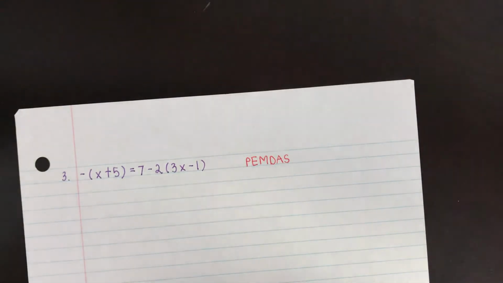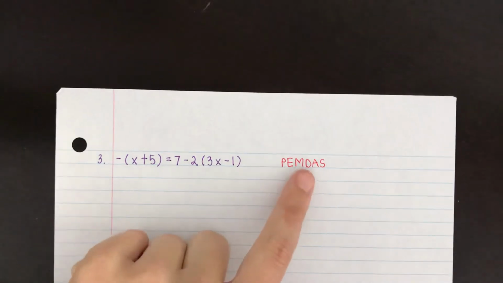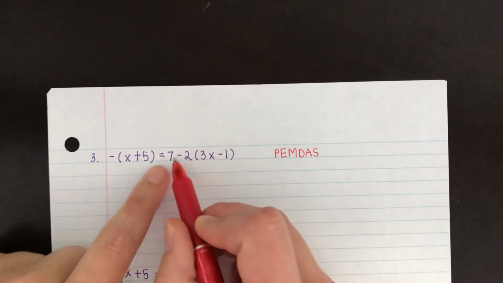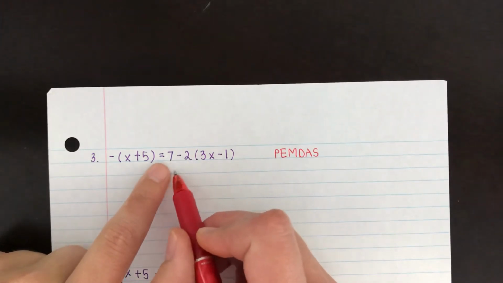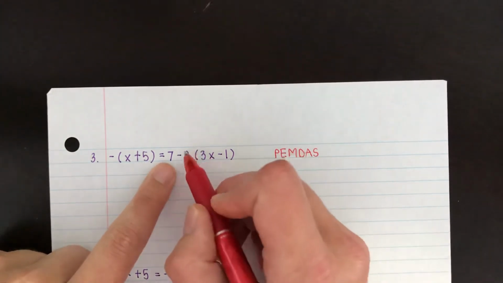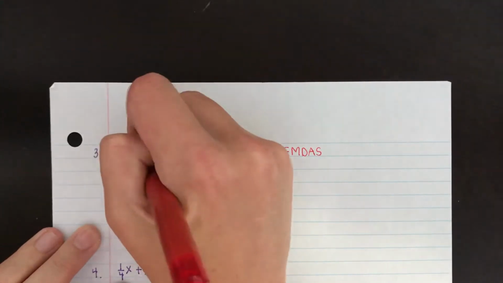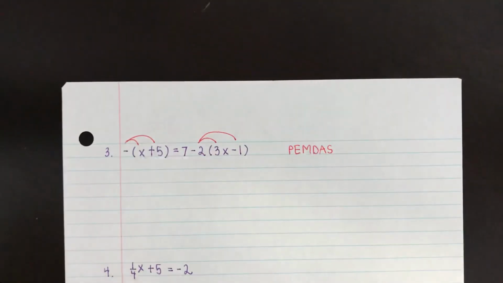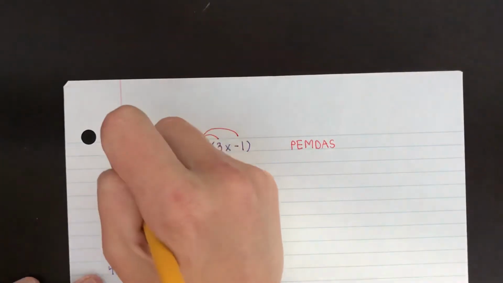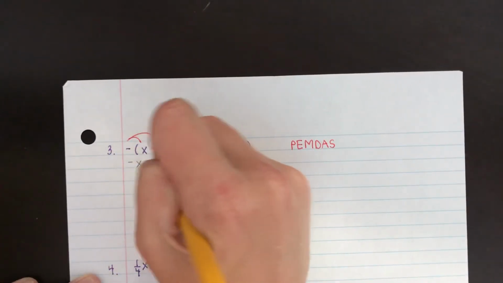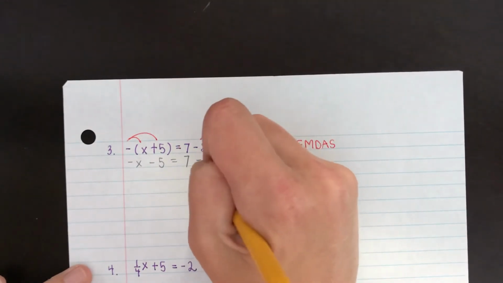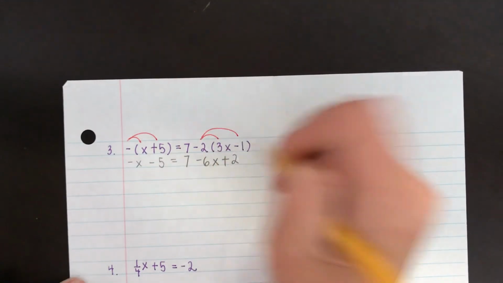Okay, so number 3. So here we are. Remember, again, PEMDAS. This is a big thing. A lot of students see this problem and they want to do, oh, 7 minus 2, it's 5. No, you cannot add or subtract before you distribute first. So remember, distribute first. Follow the multiply before you add or subtract. So here you get negative x minus 5 equals, drag the 7 down, this becomes negative 6x plus 2.